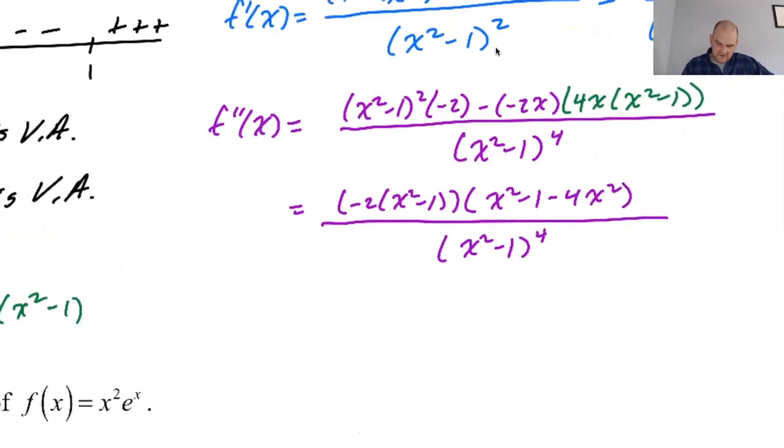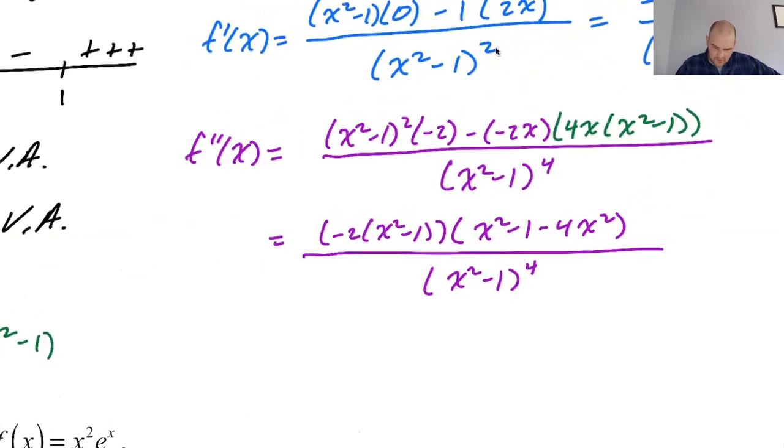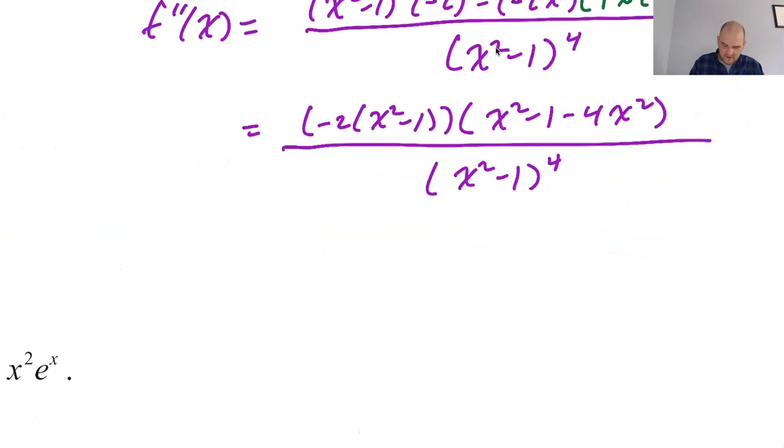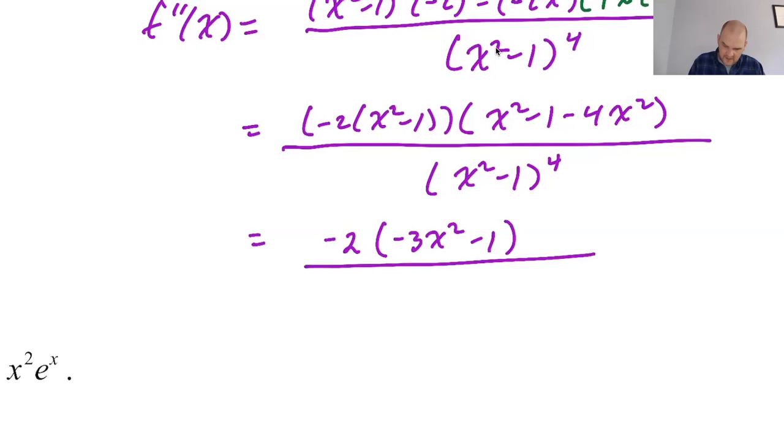So I feel like I should check this, though. So I took out x squared minus 1 and negative 2, which left me with x squared minus 1. I took out x squared minus 1, and I took out negative 2, which leaves me with x times 4x. But it's minus, so I think that's right. So now I can actually cancel the x squared minus 1 with one of the x squared minus 1s in the denominator. So let's do that. So I'll have negative 2. I'll have negative 3x squared minus 1, which actually has no zeros, so that's good. And then I'll have x squared minus 1 cubed.